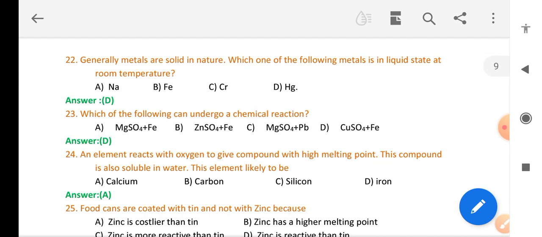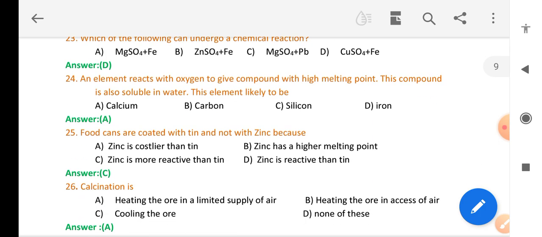Next question. An element reacts with oxygen to give a compound with a high melting point. This compound is also soluble in water. The element is likely to be calcium. Means calcium reacts with oxygen and gives a compound with a high melting point, which is also soluble in water.